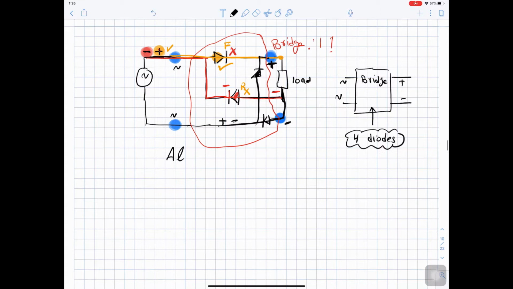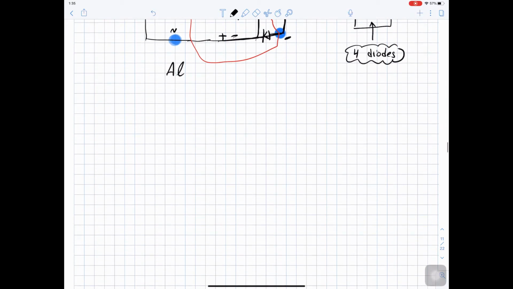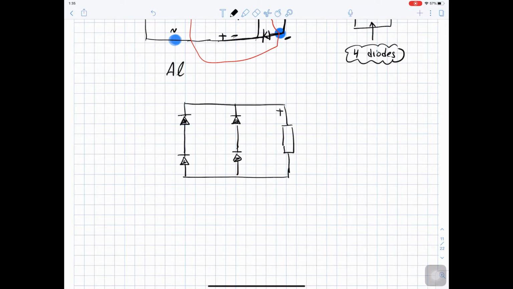So this is a bridge, as you can see. And the common sketch that we use for the bridge, this is the way that we sketch the bridge. So we sketch 2 diodes here, and we sketch another 2 diodes here. The top is connected to the positive of the load. The bottom is connected to the negative of the load. And between these 2 diodes, this is AC. And between these 2 diodes, this is the second AC.